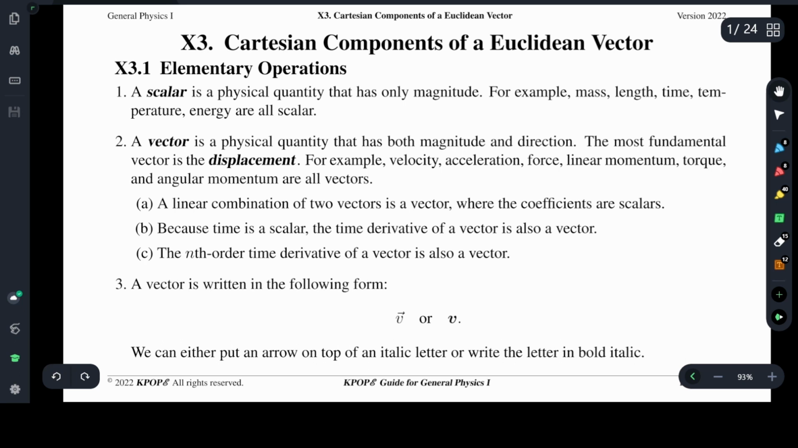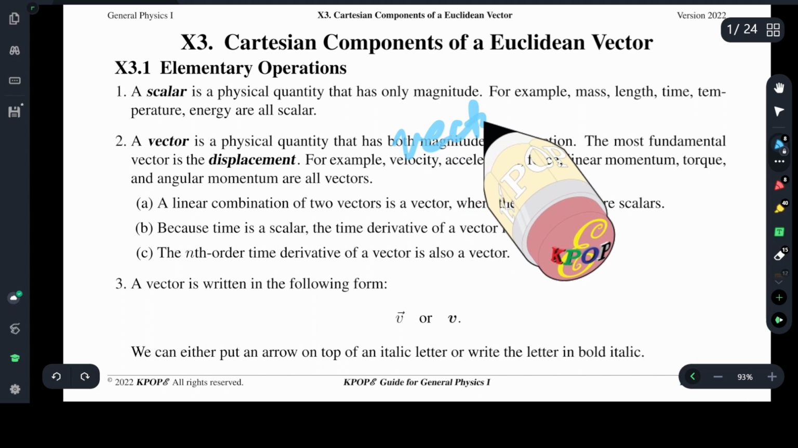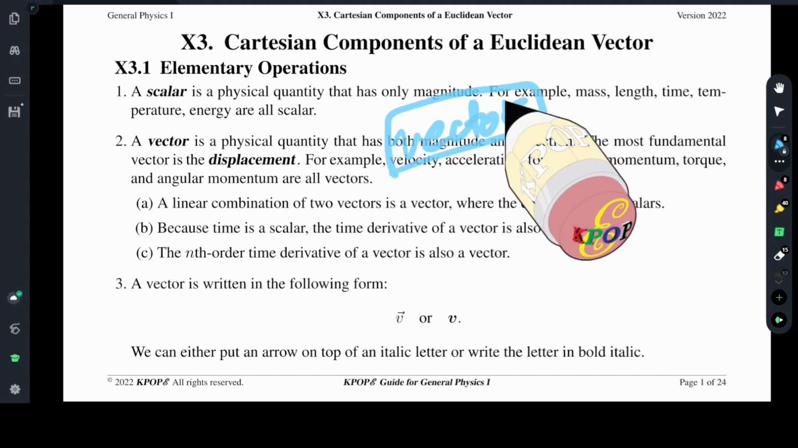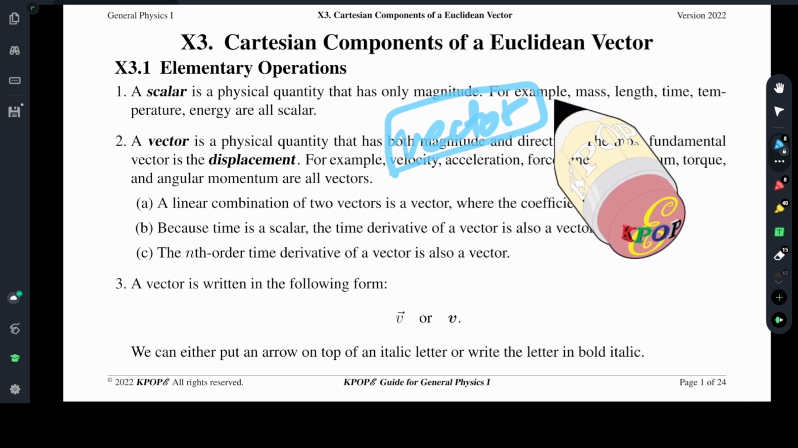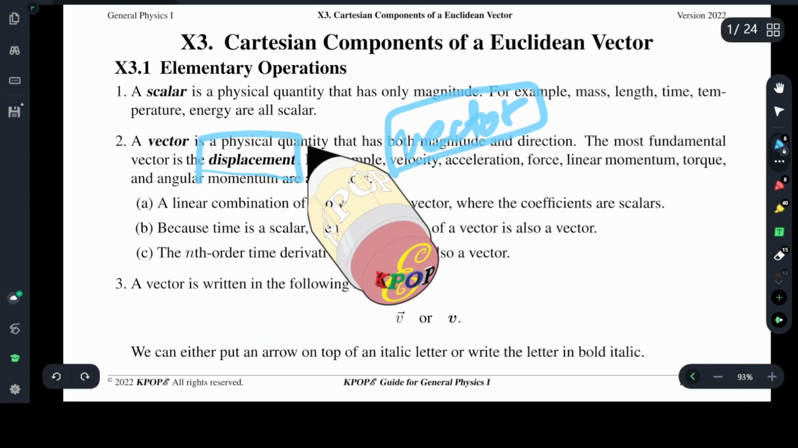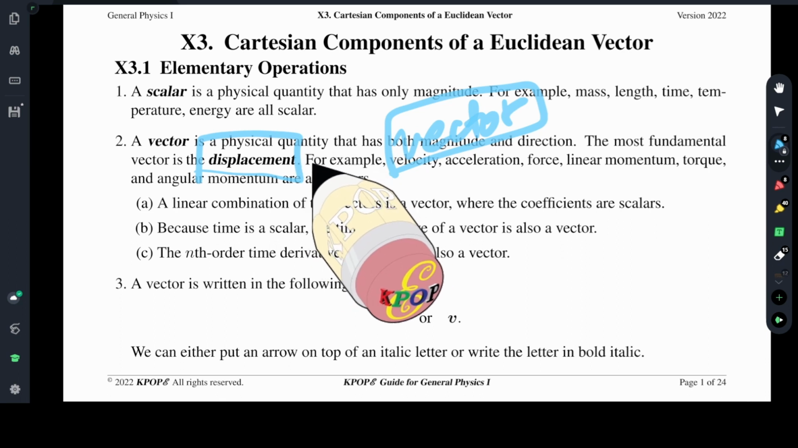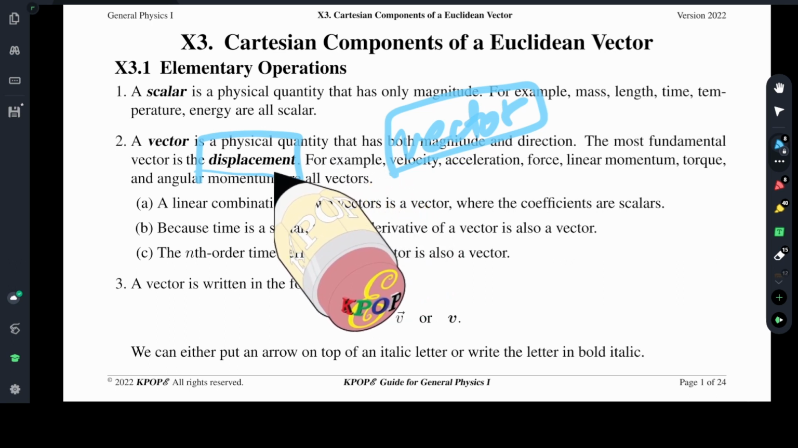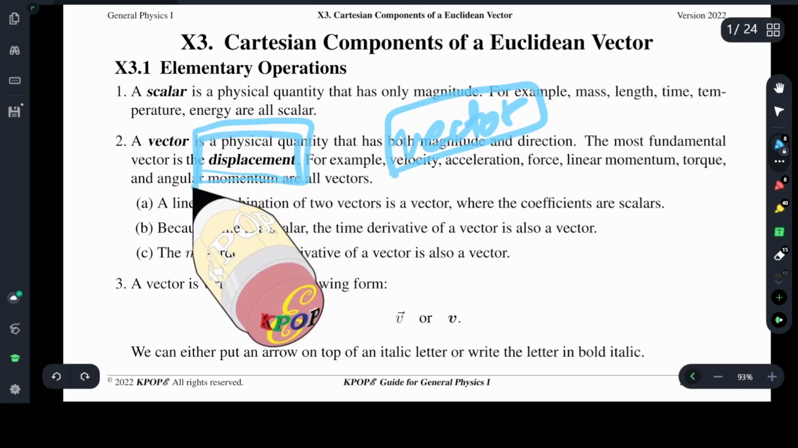A vector, perhaps you might know, is a mathematical object that originates from a displacement that represents the change in the position in space. A vector is just an abstract concept, a carbon copy of the abstract mathematical object coming from the displacement.